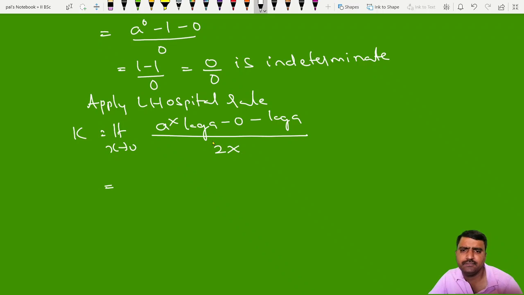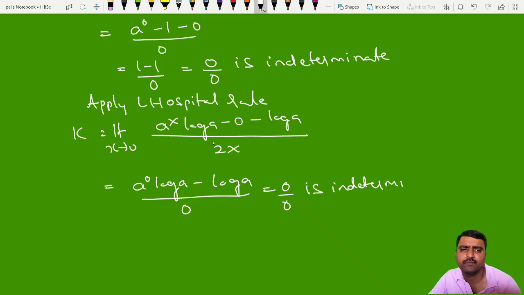If you put the limit, a power 0 into log a minus log a, divided by x is 0. This is log a minus log a is 0. It is 0 by 0, which is indeterminate. So it is indeterminate. Again, you apply L'Hospital rule.